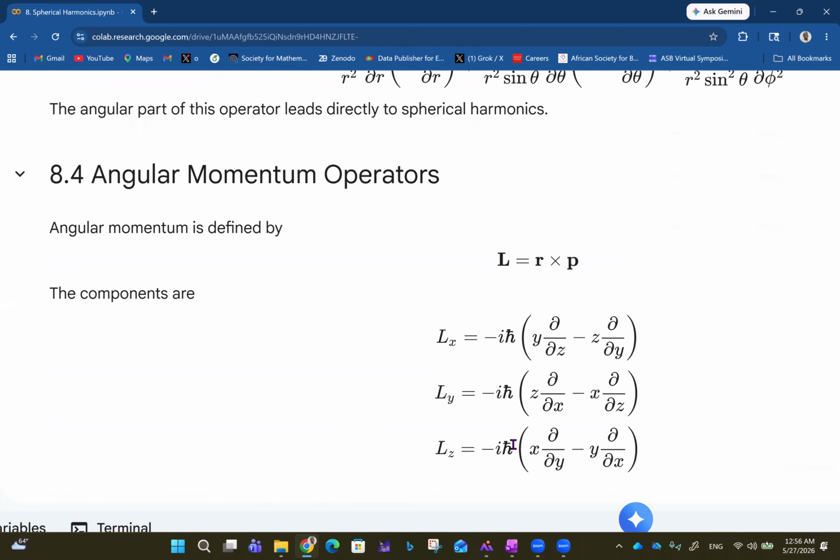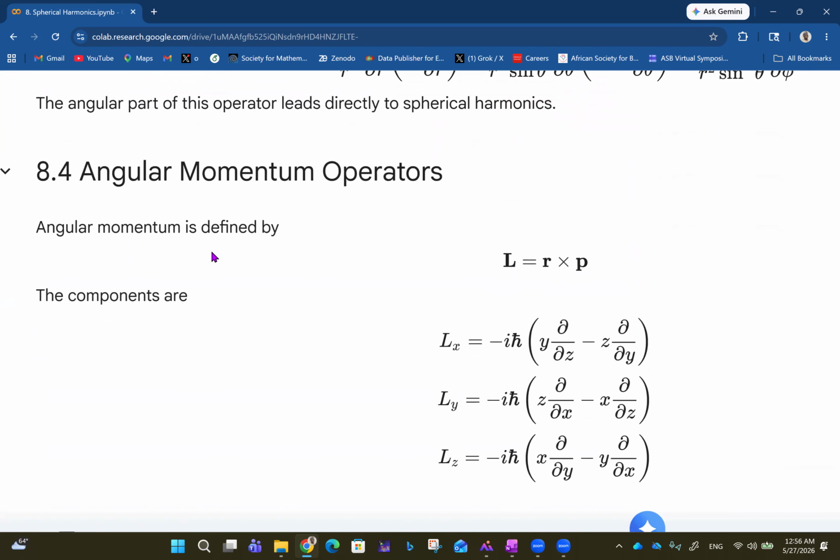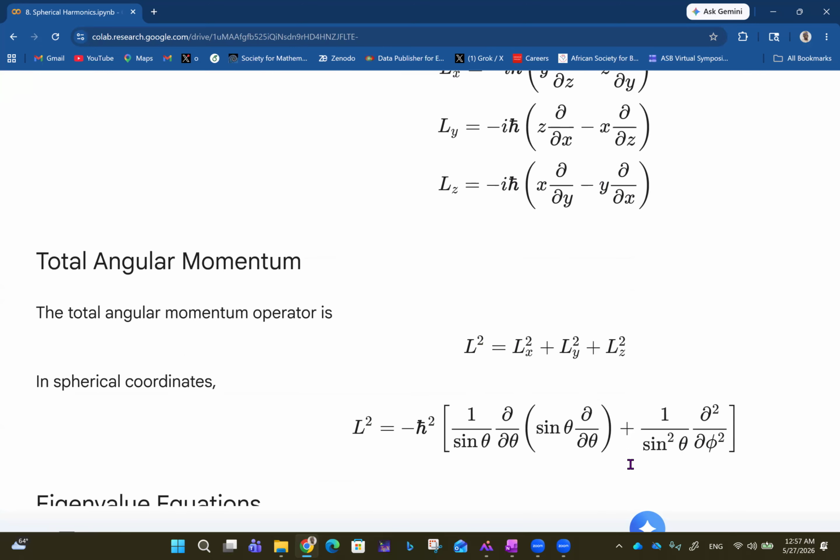And how does that come about? We have angular momentum operators. Angular momentum is defined by L equals r cross p. So the components are as follows. L sub x is minus i h bar times (y d/dz minus z d/dy). Then L y is minus i h bar (z d/dx minus x d/dz). This is some kind of vector product. And then L z is minus i h bar (x d/dy minus y d/dx).